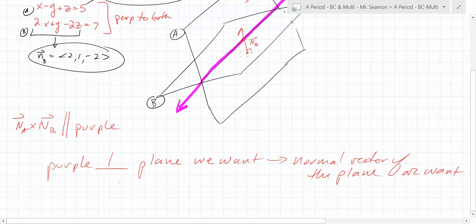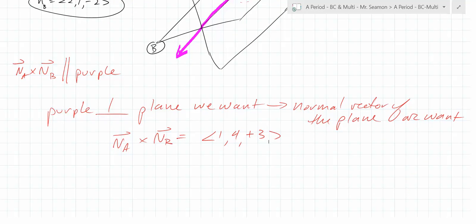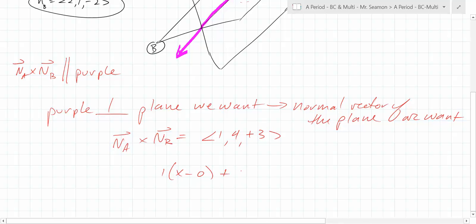So right now, when you cross NA cross NB, you end up with the vector 1, 4, 3, like this. So therefore, what's the formula going to be? It's going to be 1 times (x minus 0) plus 4 times (y minus 0) plus 3 times (z minus 0) equals what? 0. So what do you end up with? x plus 4y plus 3z is equal to 0.